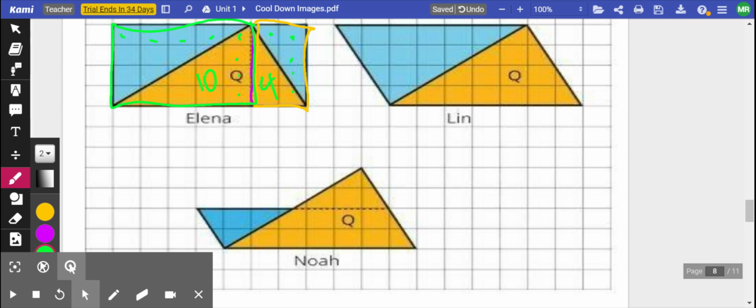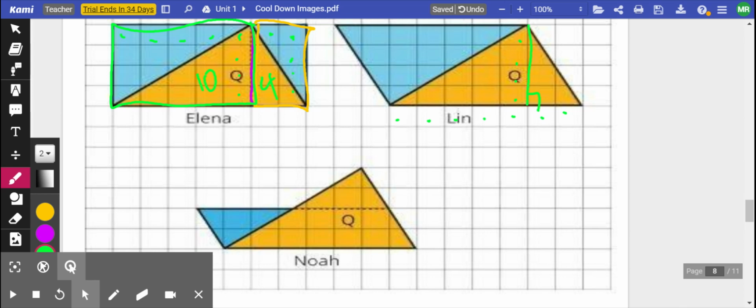For Lynn, what Lynn did on the top right is Lynn made a copy of this triangle and placed it on top of the original triangle, thus creating this parallelogram. And since we already know the formula for finding the area of a parallelogram, we can do that. 1, 2, 3, 4, 5, 6, 7 units for the base. There's the height from the top base straight down. 1, 2, 3, 4. 7 times 4 is 28.